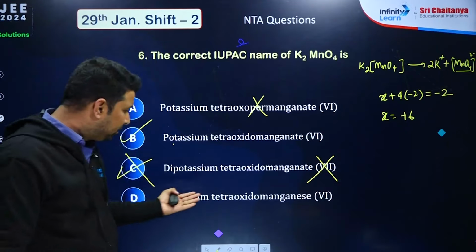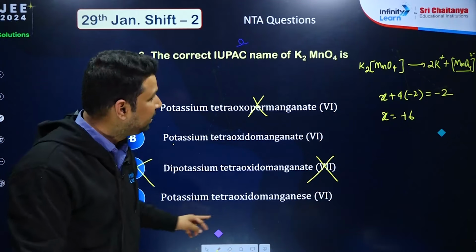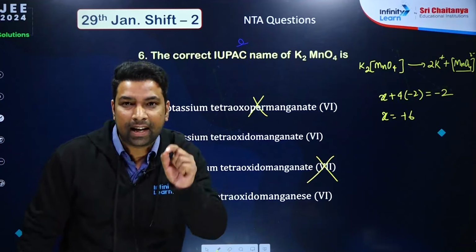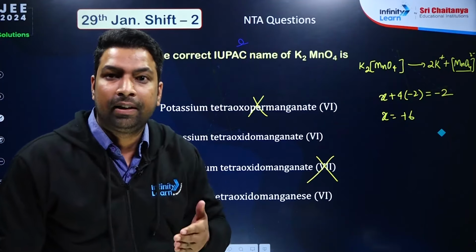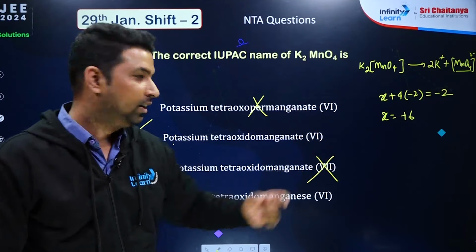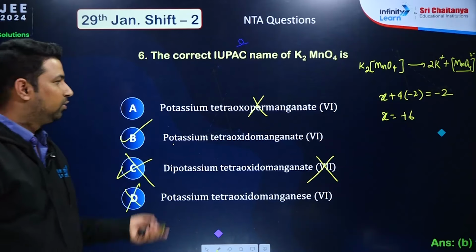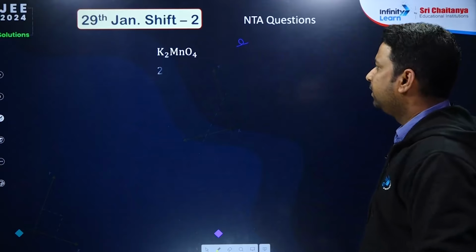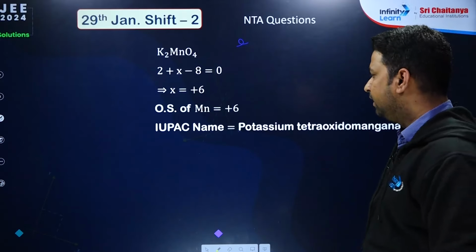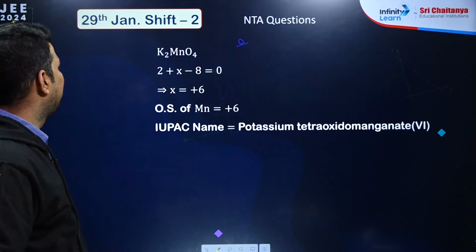Potassium tetraoxidomanganese, manganese, since it is an anionic complex. In an anionic complex, the name of the central metal atom will be written as the name plus the word ate. So that is also incorrect. So B will be your right answer. Here is the solution: oxidation state, then IUPAC name. Quite easy. Okay, come to the next question.